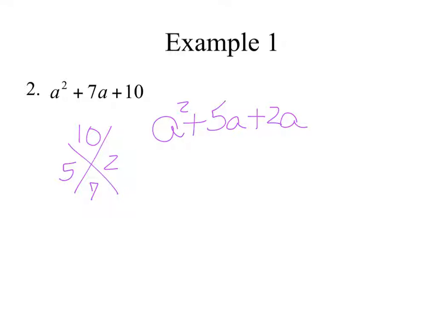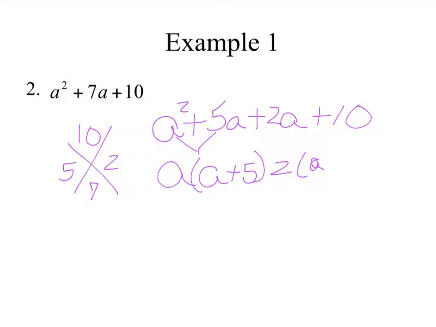2a plus 10. First two pieces I can pull an a out, leaving me with a plus 5. And then in the second parenthesis I can pull out a 2, which will leave me with a plus 5. My two parentheses match, so the two outside pieces, so a plus 2 and a plus 5.